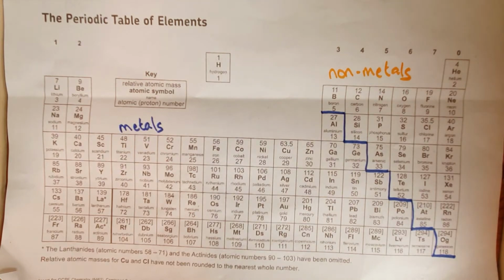Now topic C3 is all about bonding. To do this topic you really need to understand about the structure of an atom. If you can't remember about the structure of an atom, so that's protons, electrons and neutrons, go back and watch the C1 video to revise it before you have a go at this. It'll make far more sense that way, okay?